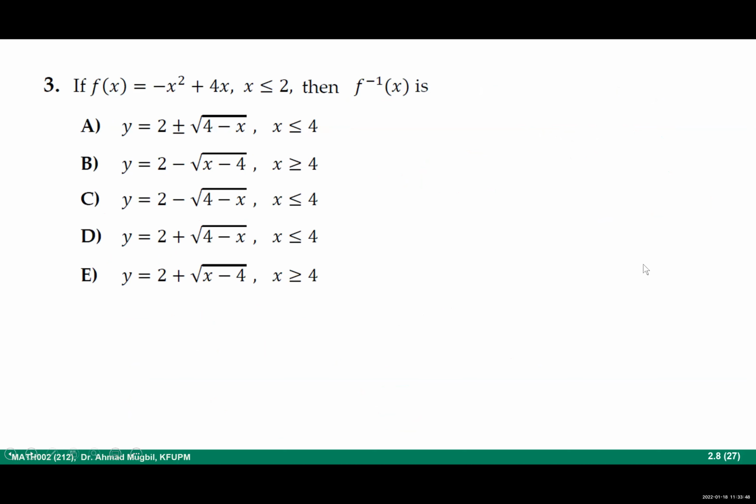Okay. Now, again, I want you to solve this, please. If this is a quadratic function again, the x is less than 2. Look at the importance of this condition here to make it one-to-one. Without this condition, it's not one-to-one. Then find the inverse. What is the inverse? Try this time to solve it. You didn't solve the previous one, so please try to solve this one.